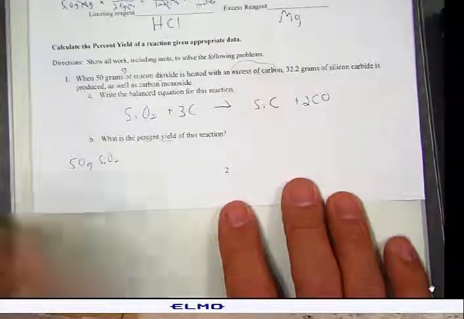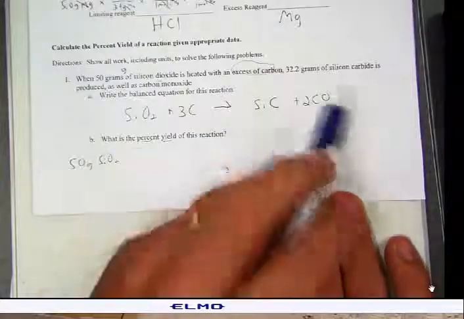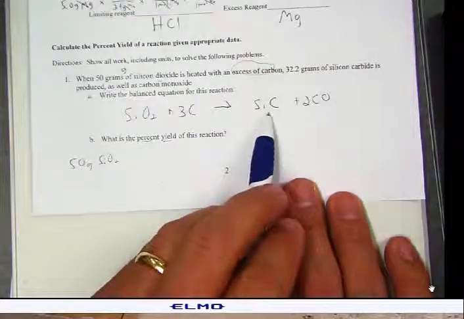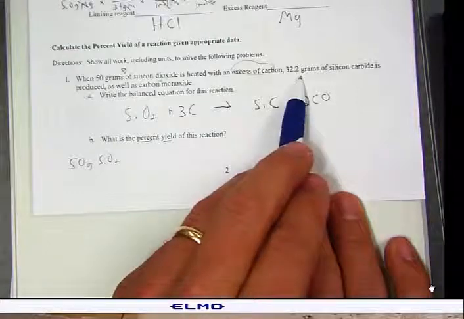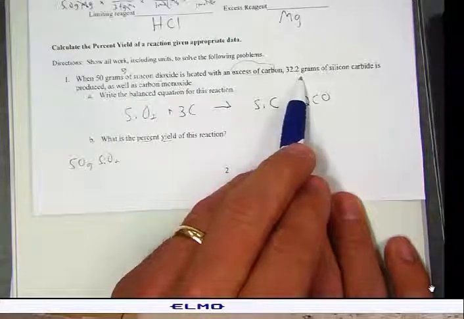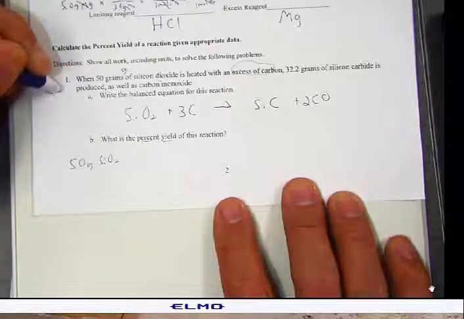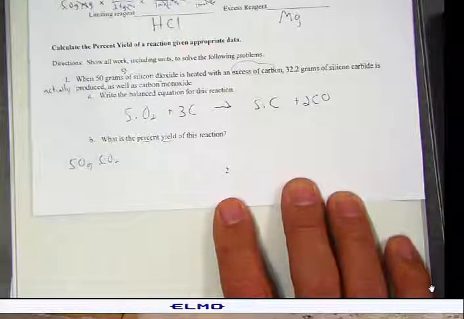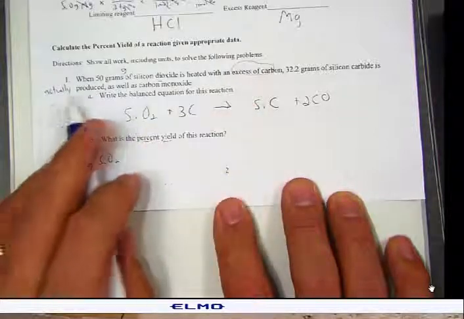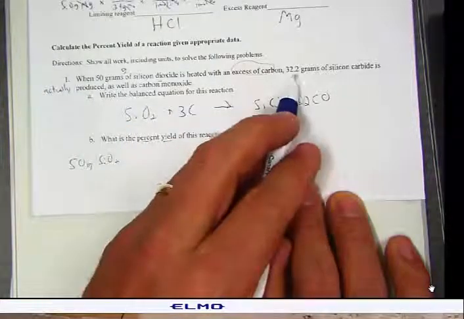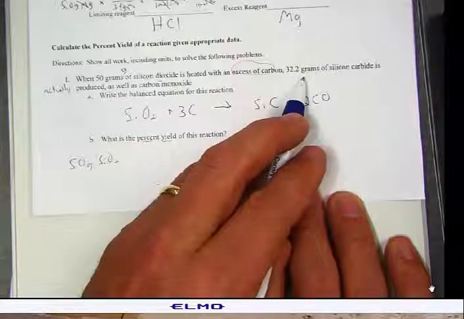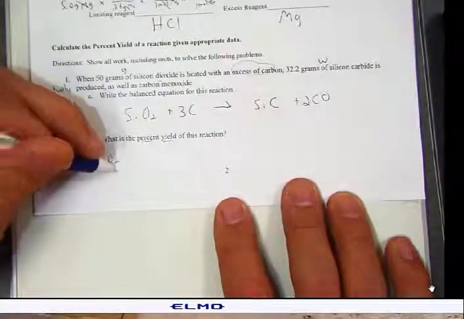What I want to know is going to be a product. The only product they're going to ask us about is silicon carbide. This is my want. It looks like they told us how many we have, but that's going to be how much is produced. Sometimes it'll say the word actually produced. This one doesn't, but that's what they're saying: when they did heat this, this is what was produced. So 32.2 grams of silicon carbide. This is going to be our want, grams of silicon carbide.